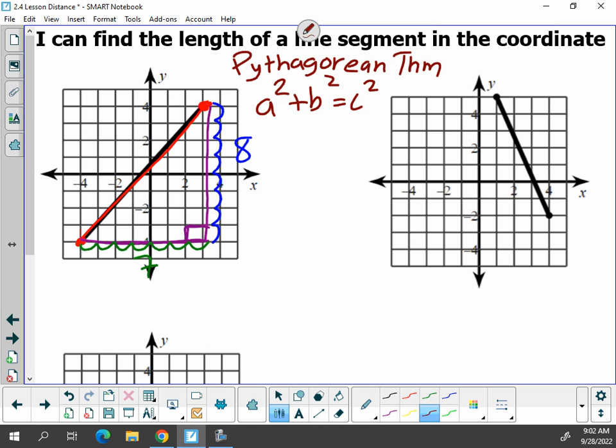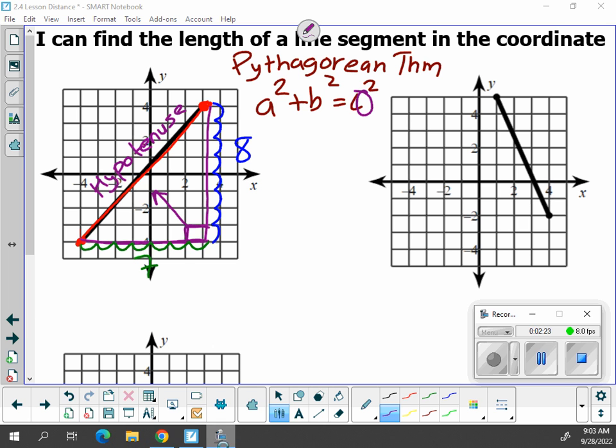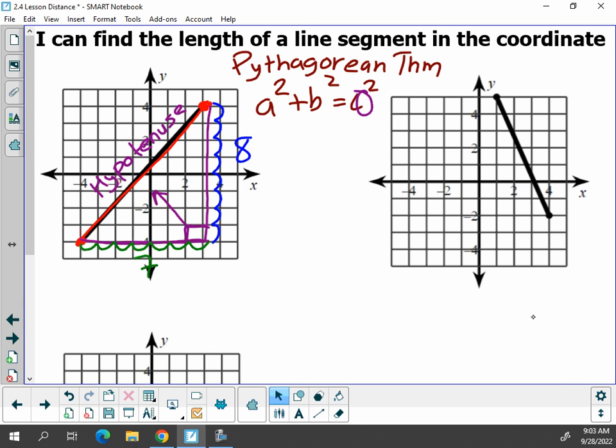The length in this case, the longest side, the side that's across from the right angle, we call that the hypotenuse. That's less important right now, maybe later, but it's good to know. That is going to be this value c. And so we can plug our numbers in for a and b. 7 and 8 are our a and b. It doesn't matter which one's which.